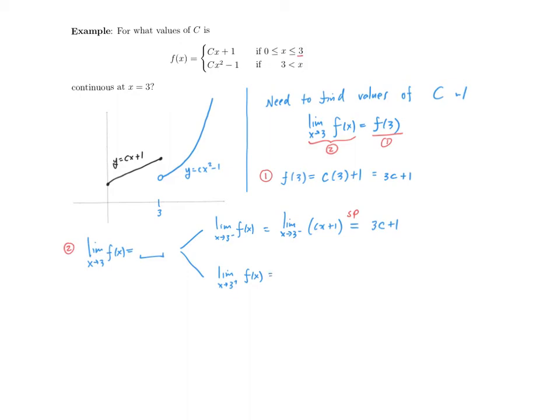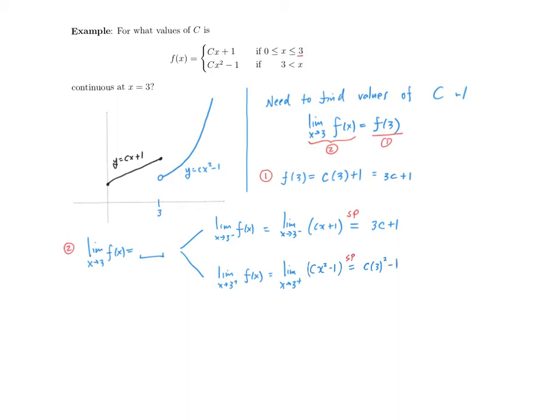Similarly, if you want to take the limit as x approaches 3 from the right, so when you are bigger than 3, or look up here, bigger than 3, the function is defined to be this quadratic. So we replace it with that, cx squared minus 1, which is a polynomial. So the substitution property tells us the value of this limit will be c times 3 squared minus 1.